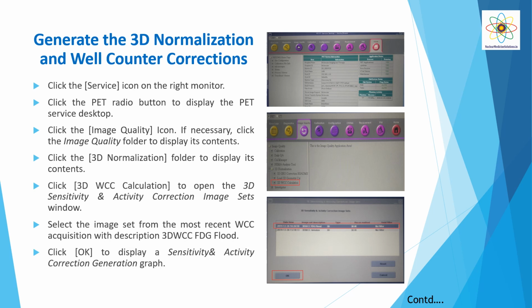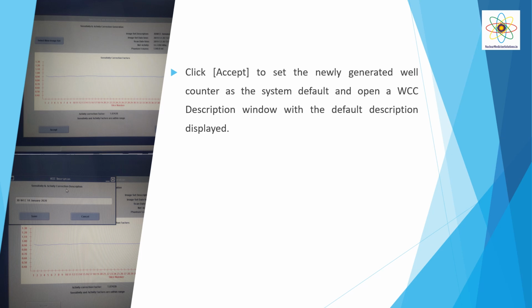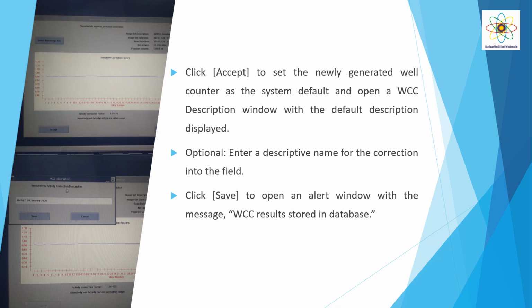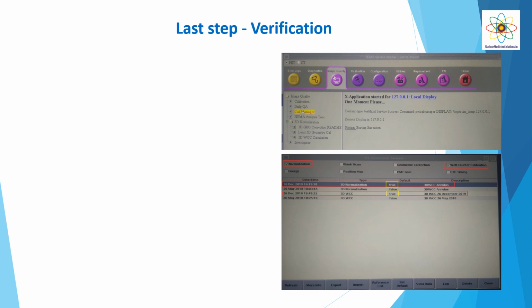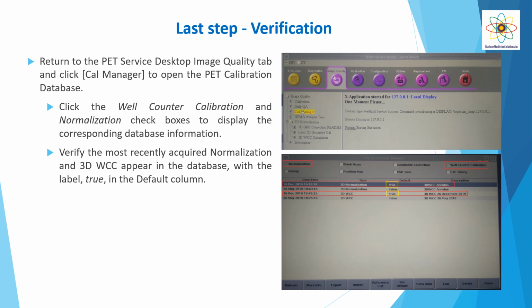Select the image set from the most recent WCC acquisition with description 3D WCC flood phantom. Select the image set from the most recent WCC acquisition with description 3D WCC FDG flood. Click OK to display a sensitivity and activity correction generation graph. Click accept to set the newly generated well counter as the system default and open a WCC description window with the default description displayed. Click save to open an alert window with the message WCC results stored in database. Click OK to use this as default correction for all scans.